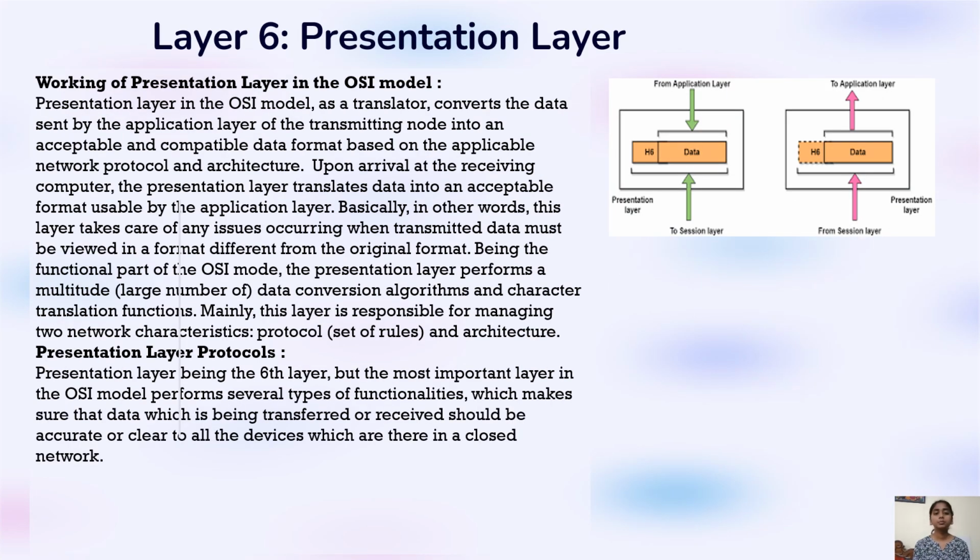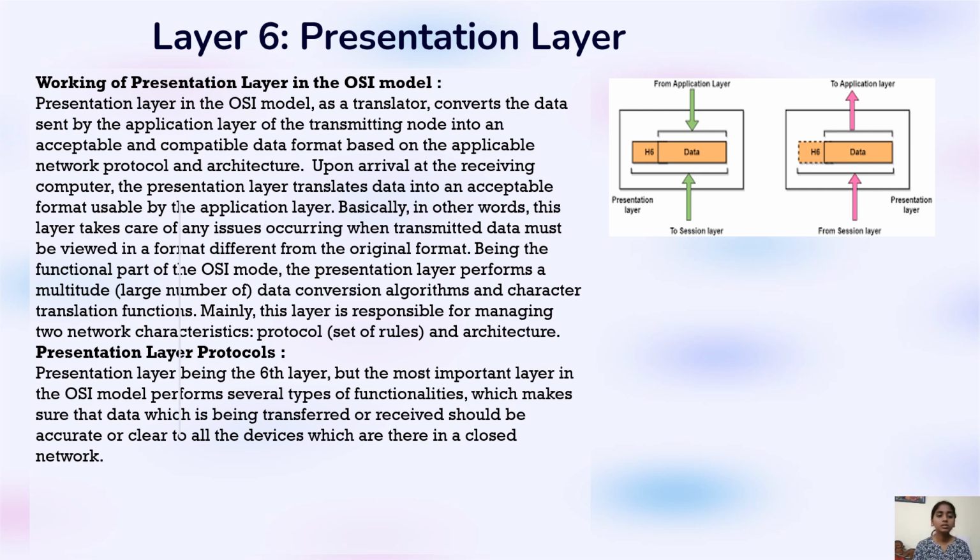The sixth layer is the presentation layer. The presentation layer in the OSI model, as a translator, converts the data sent by the application layer of the transmitting node into an acceptable and compatible data format used on the applicable network protocol and architecture. Upon arrival at the receiving computer, the presentation layer translates data into an acceptable format usable by the application layer.